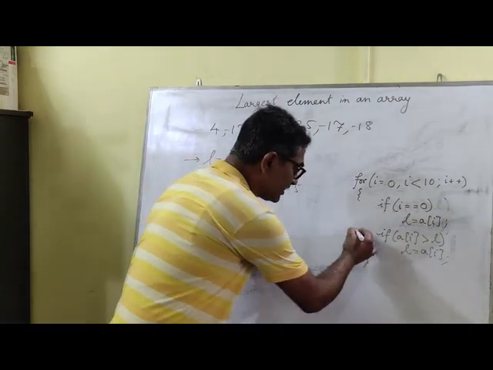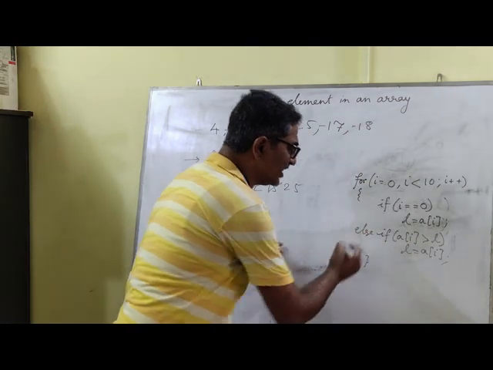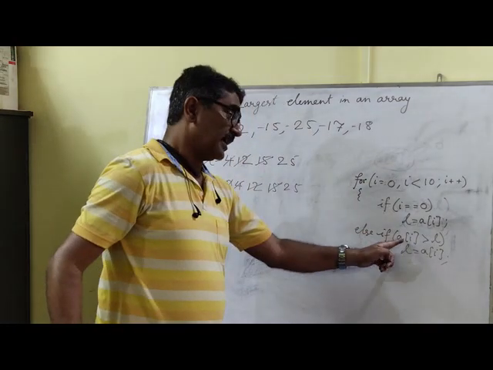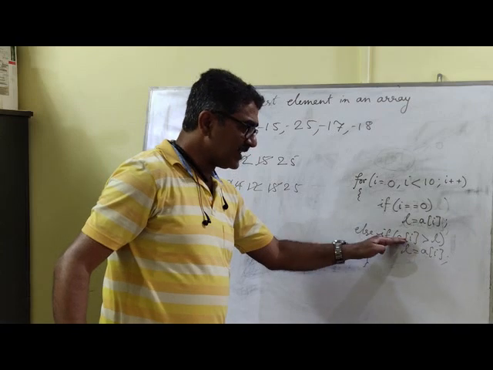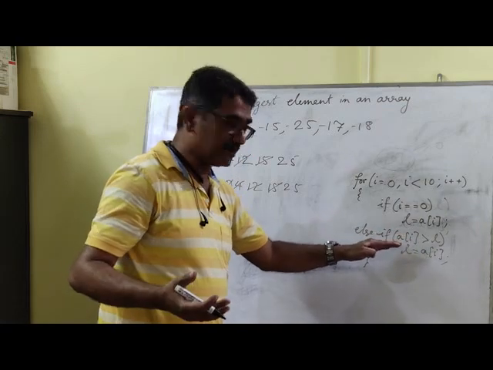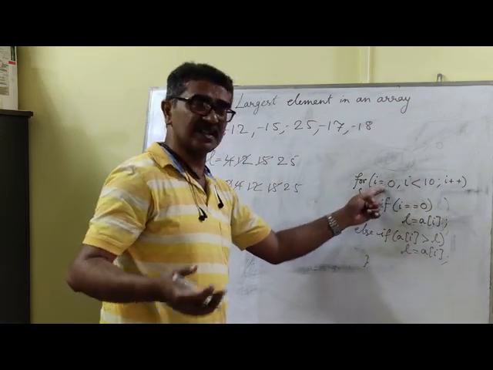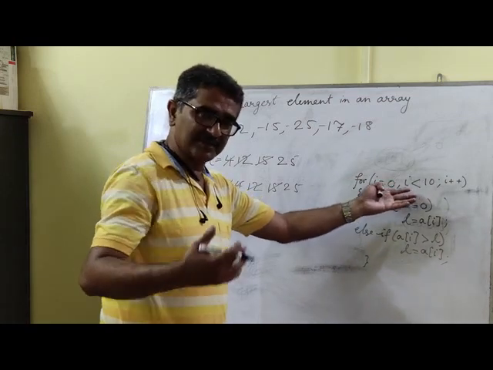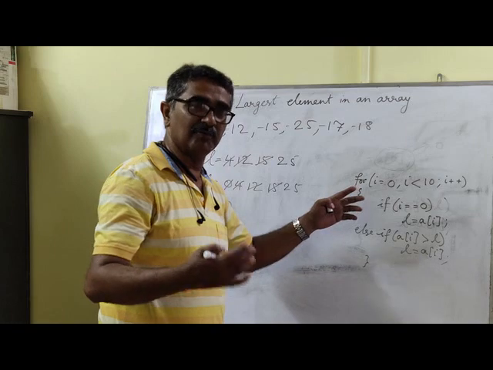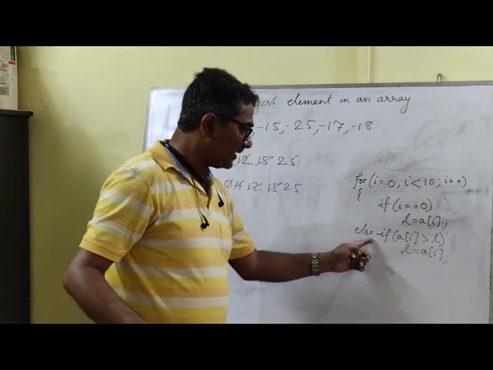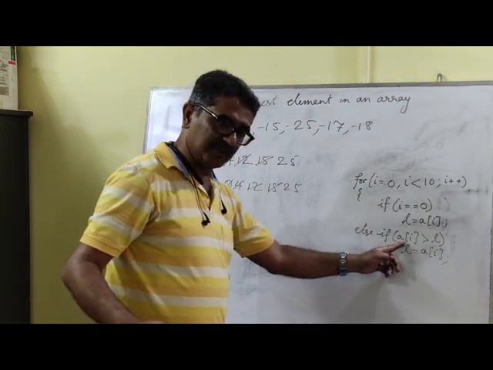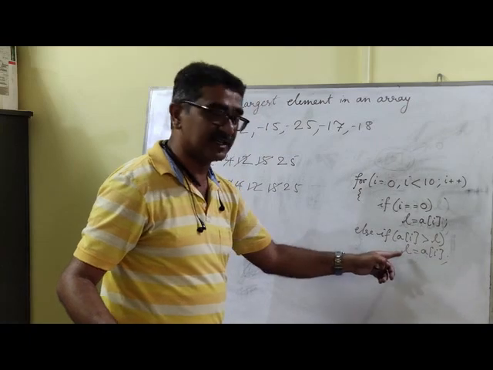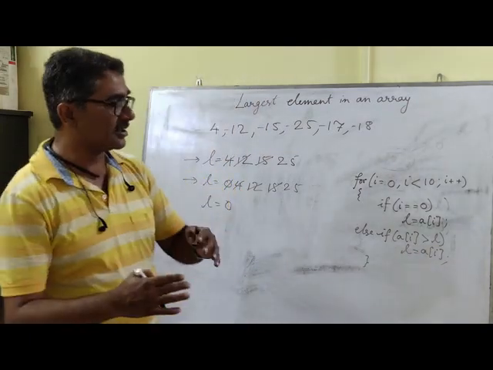For subsequent numbers, it's always better or more efficient if I put else if, because any of these numbers, that means A of I, will be the remaining numbers. The first if will only work for the first time, because the first time the loop iterates, the value of I is 0. Subsequent times the loop executes, the value of I will be 1, 2, 3, 4 and like that. So here, if any of these values is greater than L, then I am going to assign it to L. So this is how it is going to work.